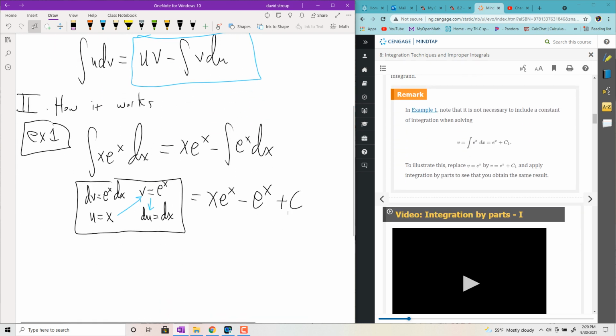How did I know which one to pick for u and which one to pick for dv? They give you an acronym in the book called LIATE. L-I-A-T-E. L for logs, I for inverse trig, A for algebraic, so anything that's like a polynomial or a square root, T for trig, and E for exponential.